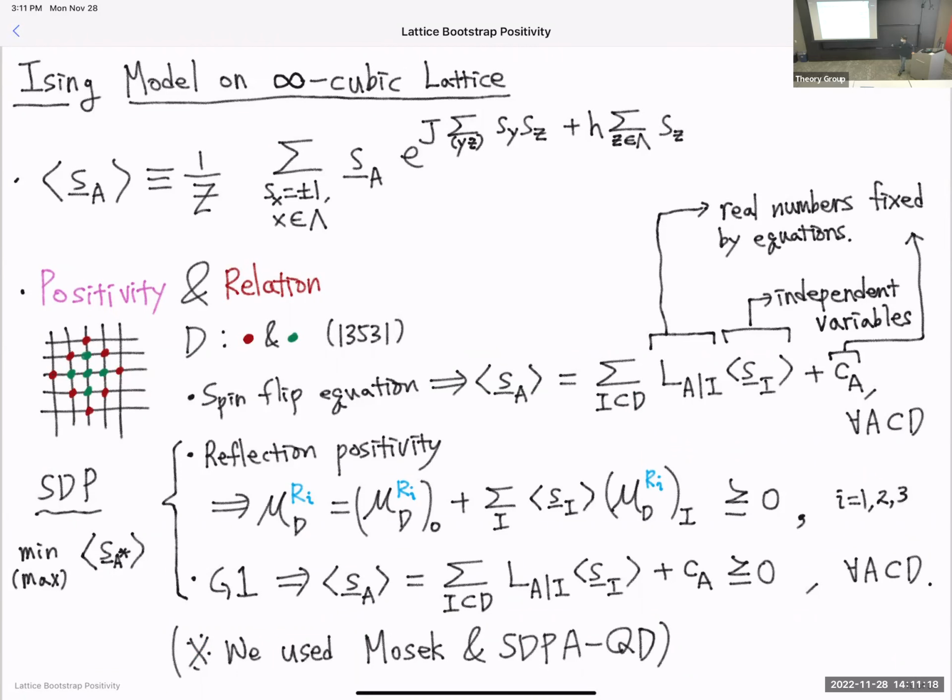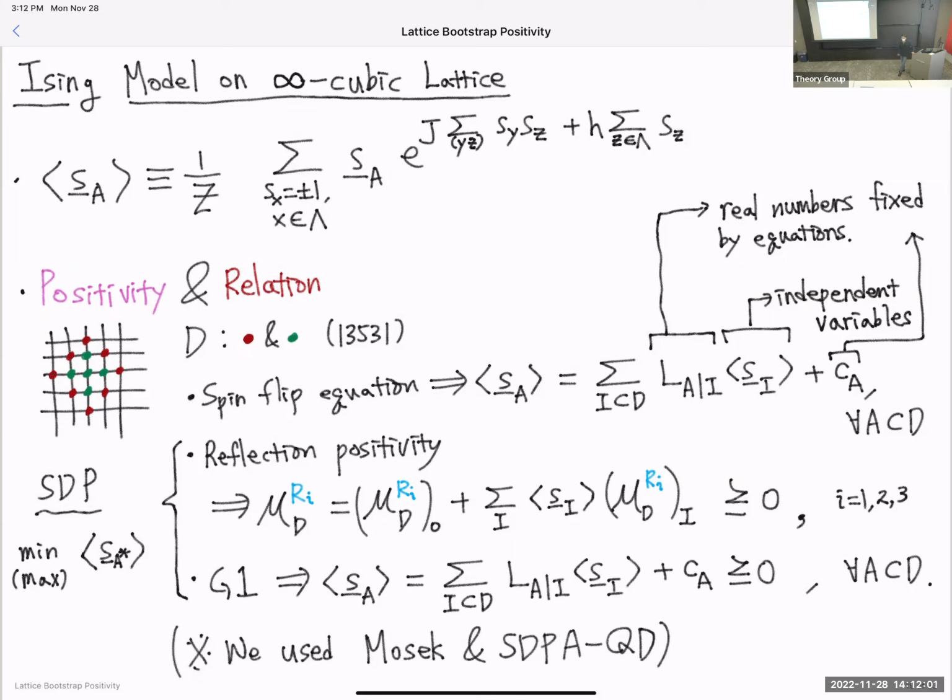So we have 3 types of such reflection positivities, which are now expressible in terms of these independent spin correlators only. Notice that these are all linear. That's going to be essential for the practical implementation. And finally, there was another linear relation given by the first Griffiths inequality, which can again be expressed in terms of the independent correlators. Now we minimize or maximize some correlator of interest subject to these positivity constraints. It's exactly the same strategy we used for the toy example.